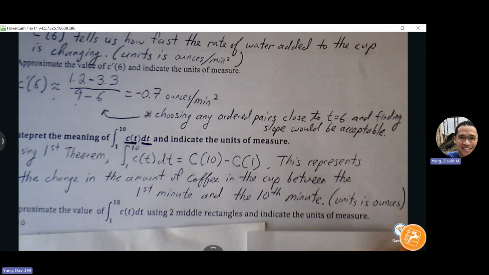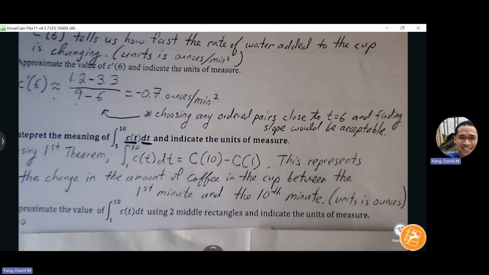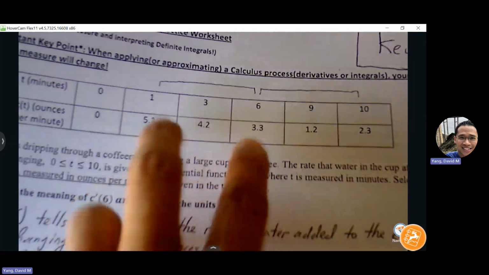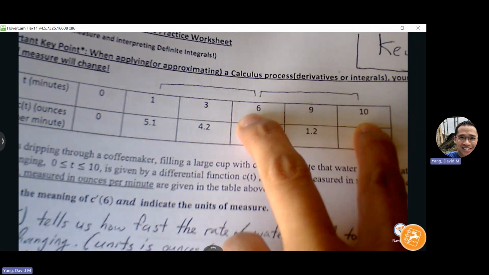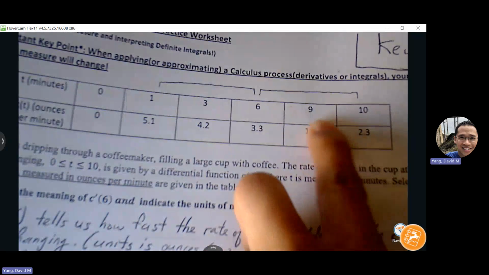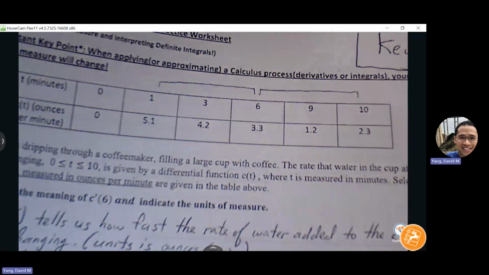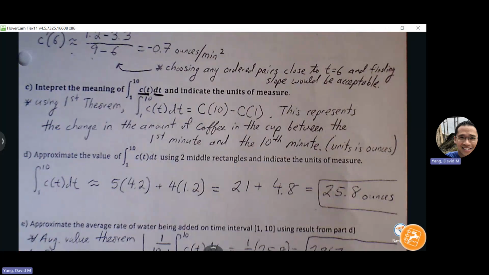Okay, so now the rest should be more familiar. Approximate using two middle rectangles. So the setup: the width components between 1 and 10. The width is 5 because 6 minus 1 is 5. The width here is 4 because 10 minus 6 is 4. And then the height that I want for my first middle rectangle is 4.2, and the height of my second rectangle is 1.2. So we get 25.8 ounces, right? Not ounces per minute. This is ounces because I'm doing ounces per minute times time.